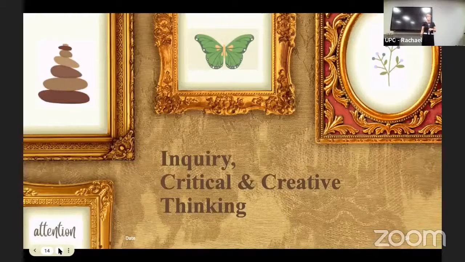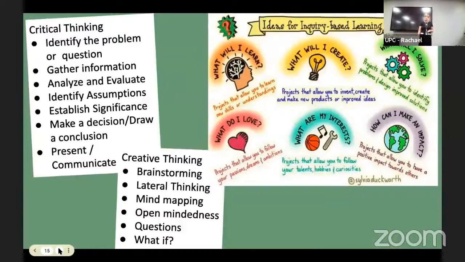Inquiry, critical and creative thinking. Again, that's where the complexity comes from. When we think about critical thinking and the elements that are part of critical thinking, notice that we're talking about analyzing and evaluating and gathering information. We're talking about determining significance, determining whether something is valid or not.